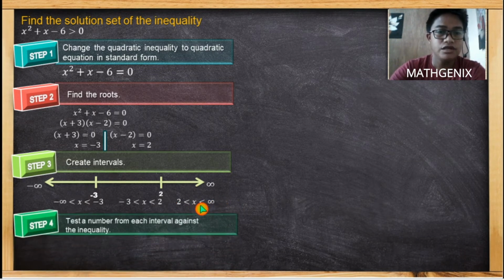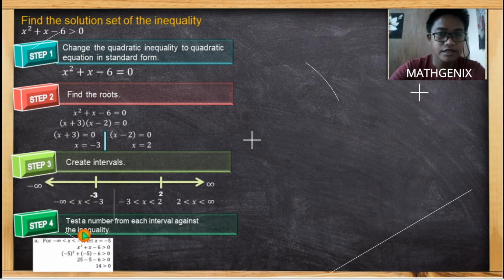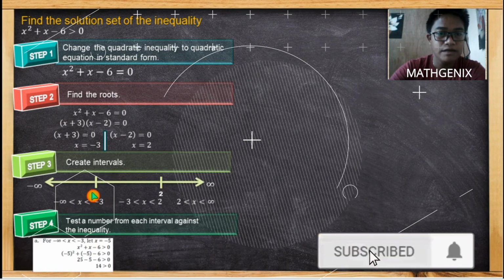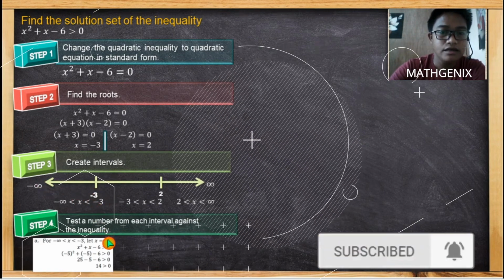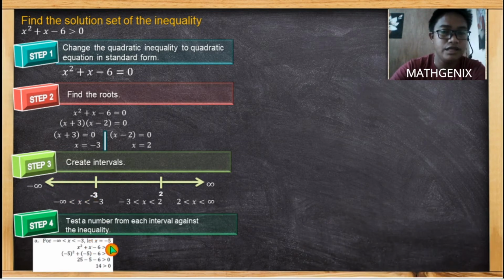So step 4 is to test a number from each interval against the inequality. For negative infinity is less than x is less than negative 3, for example, let x is equal to negative 5. So, tinest lang natin itong value. Naghanap tayo ng value na less than kay negative 3. So, ang ginamit natin na test value is negative 5.